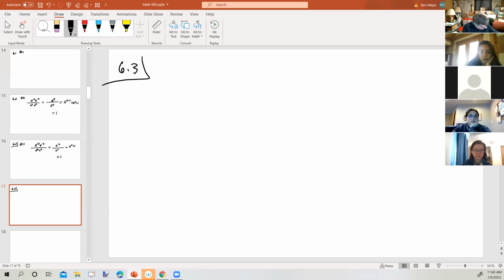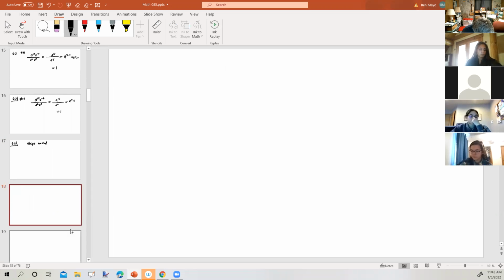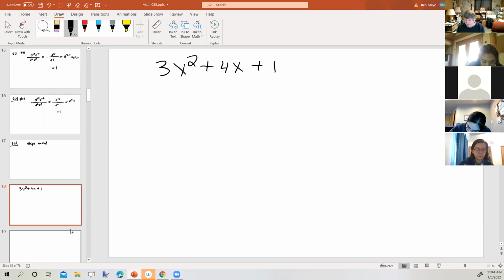Today we're going to use the grouping method. I call it the ABCPS method, but it is the grouping method, and you will see shortly why I call it the ABCPS method. Okay, now let's start with this: 3x squared plus 4x plus 1. So here again, we have a trinomial. It's in standard form. There's no greatest common factor, and it doesn't have a leading coefficient of a 1.